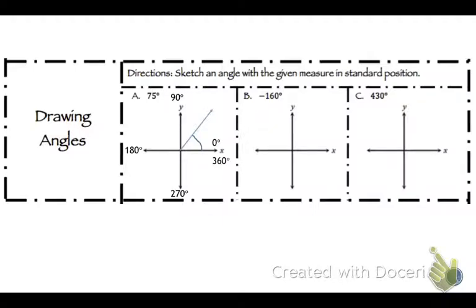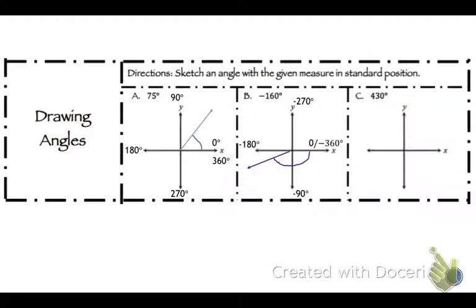Okay, now let's look at B. Is negative 160 positive or negative? Very obviously negative. So again, we're going to start with 0. But this time, instead of going up, I'm going to go down, and that's going to be negative 90. I'm going to go another 90, that's negative 180, another 90, negative 270, another 90, negative 360. Now, negative 160 is between negative 90 and negative 180, and it's closer to negative 180. So that's going to be right there. Draw that line, draw that terminal side, and you're done.